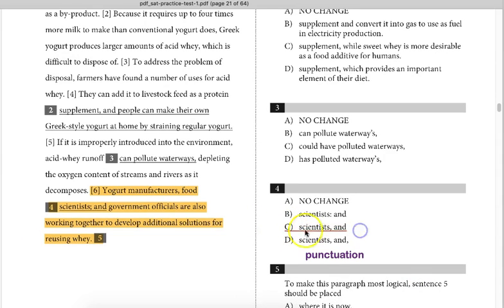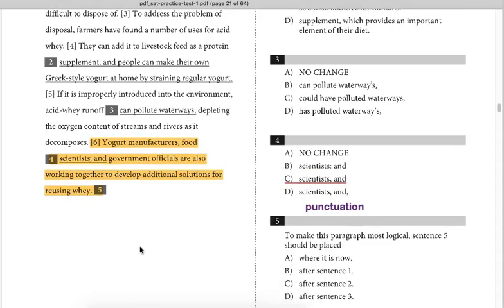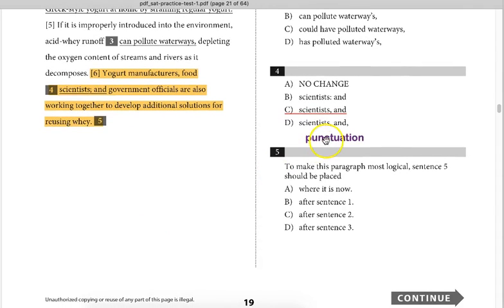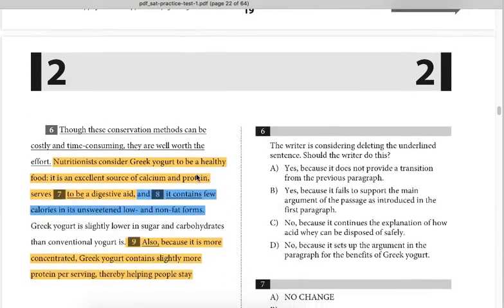Because it has the correct rule. It's got the comma that separates the items in a list. All right, let's move on. So that's your punctuation error. Okay. Let's take a look at another error.